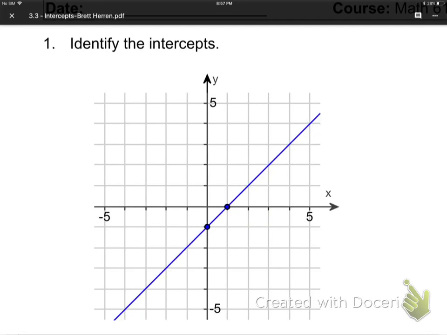Here we go. So this is section 3.3. And what they're asking us to do, we'll just do a little bit of this section and we'll stop. They're asking us first off to identify the intercepts.